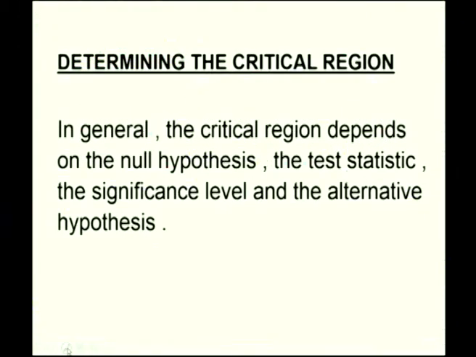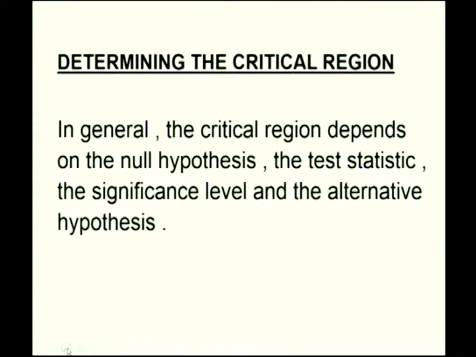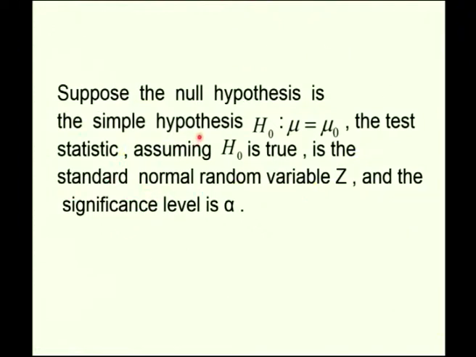We have discussed determining the critical region for a particular level of significance alpha equal to 5% and alpha equal to 1%. How will the critical region be determined? In general, the critical region depends on the null hypothesis, test statistic, significance level and the alternative hypothesis. Suppose the null hypothesis is the simple hypothesis H naught: mu is equal to mu naught. The test statistic is the standard normal random variable Z, assuming H naught is true, and the significance level is alpha.